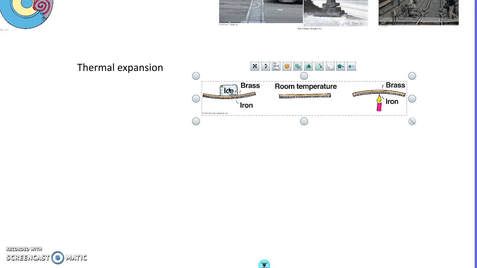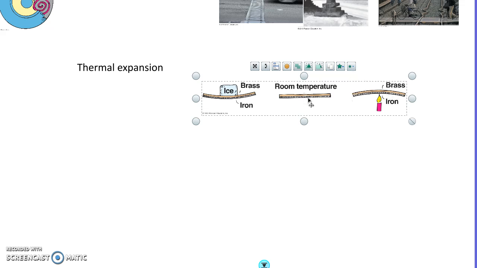However, if you get colder, the brass contracts more, and since it gets shorter, basically, it causes the metal to bend up. On the other hand, if you heat it up, the brass expands faster because it has a lower specific heat, and so it expands faster, which causes it to bend. The only way it can get longer and still be attached to the iron is to bend, because the outside of the curve is going to be longer than the inside of the curve.